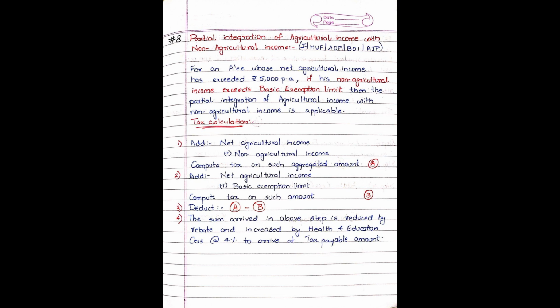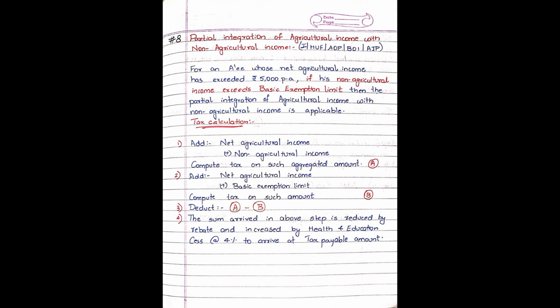Now, in step 2, let us add net agricultural income to the basic exemption limit of that assessee and compute tax on such income. Let the amount be B. In step 3, deduct B from A, that is A minus B. In step 4, the sum arrived at in the third step is reduced by any rebate if applicable and increased by health and education cess at the rate of 4% to arrive at the tax payable amount.